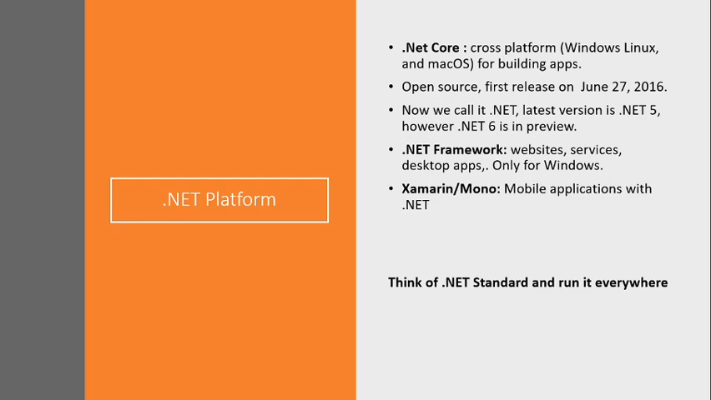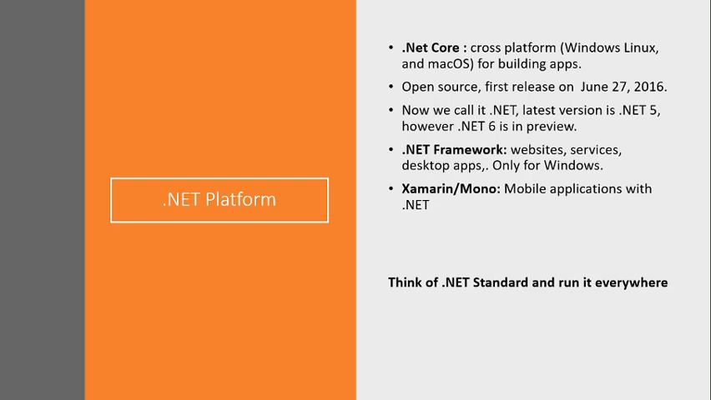.NET platforms. If we discuss .NET platforms, it comes in three different types. First is .NET Core, which is now also known as .NET in the latest version, .NET 5. .NET Core is cross-platform. Cross-platform means you can build applications for Windows, Linux, and macOS, and also you can host it on any of these servers. It means it is compatible with all of these operating systems. It is open source. The first release happened on June 27, 2016. Now we call it just .NET, and the latest version is .NET 5. However, .NET 6 is in preview, and will soon be coming out.